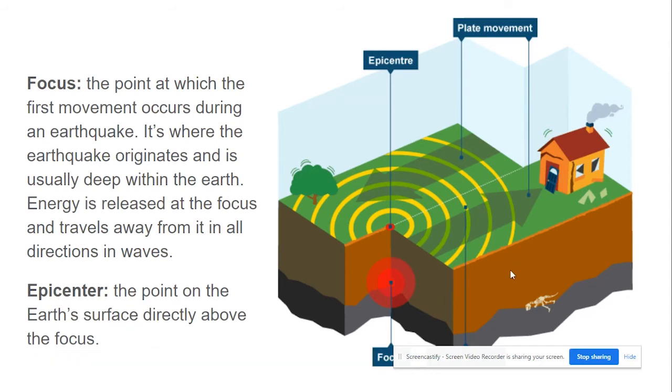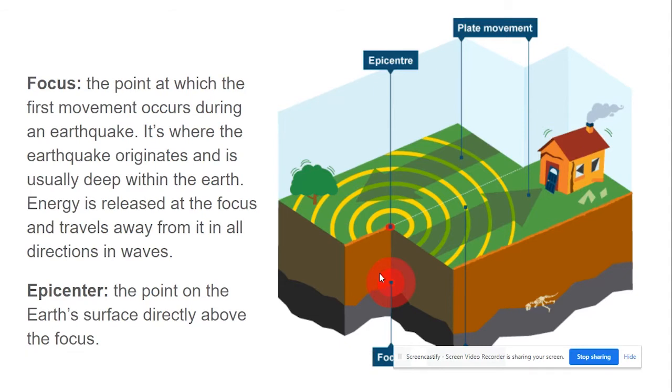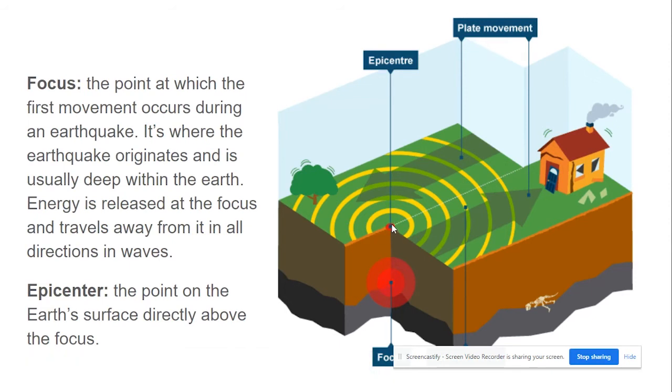You've probably heard people talk about epicenters of earthquakes before. The epicenter is the point on the Earth's surface that's directly above the place that we call the focus, which is where the first movement of the earthquake happens. It's where the earthquake originates, and it's usually really deep within the Earth. Energy is released at the focus and travels away from it in waves, like all energy does. So the focus is below, and the epicenter is the location directly above it on the surface of the Earth.